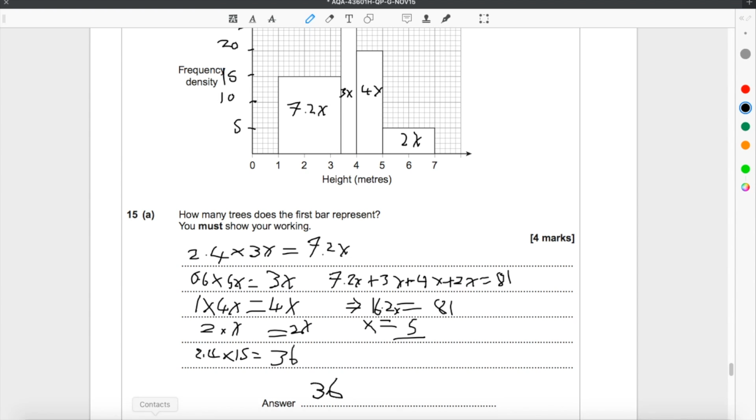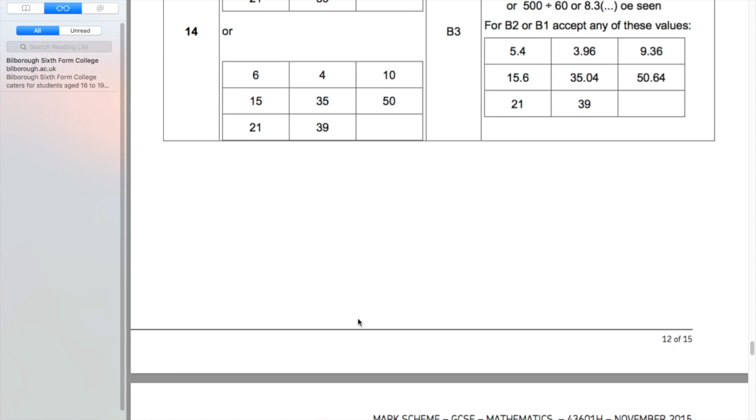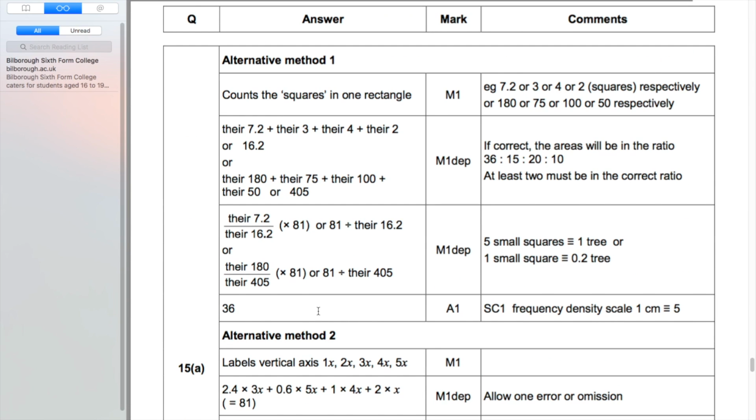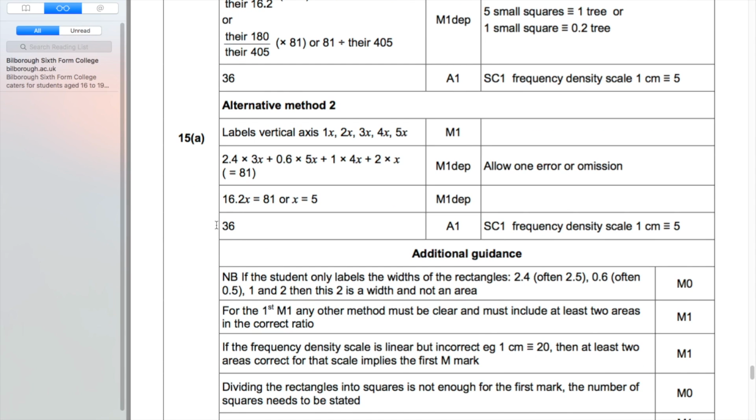And let's just check that using the mark scheme. 36, there we go. So they've done exactly the same thing as we have. We've labelled each one x and formed an equation to solve it. Okay.